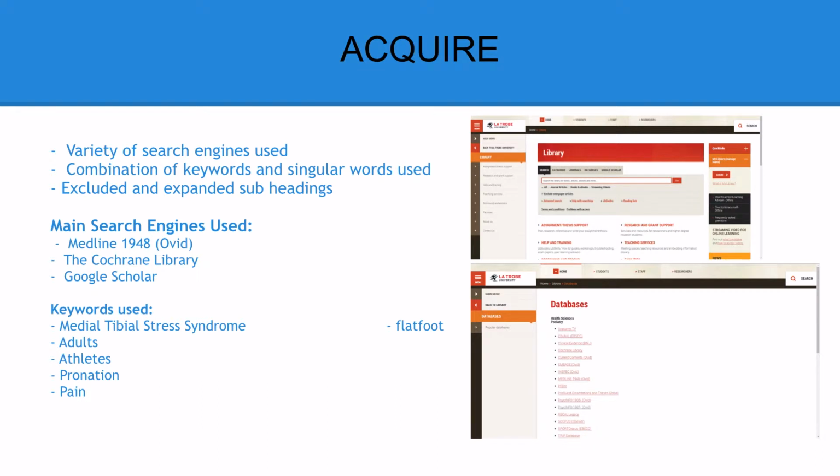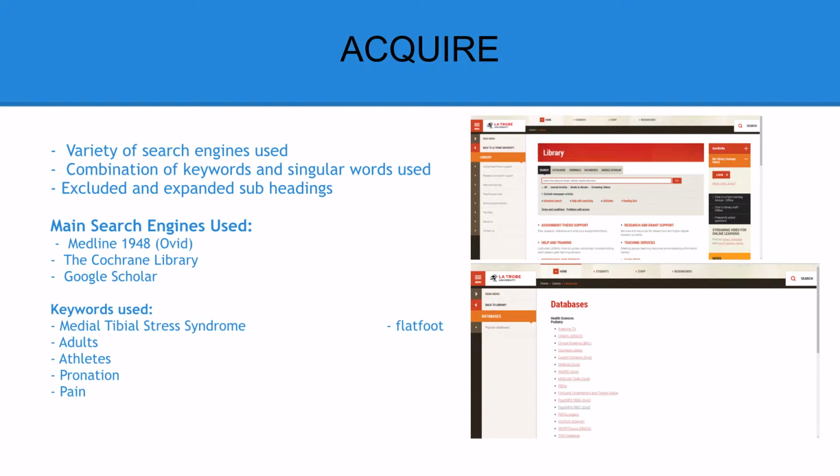We used a few different search methods in order to find our relevant articles. First, we looked at Medline 1948 Ovid database via the La Trobe University Library link. MTSS was used for our keywords. We tried to combine this phrase with athletic injuries, pain, and adults. This showed no results, so we decided to do a broad search for MTSS as a subject heading, including all subheadings, obtaining 13 results.